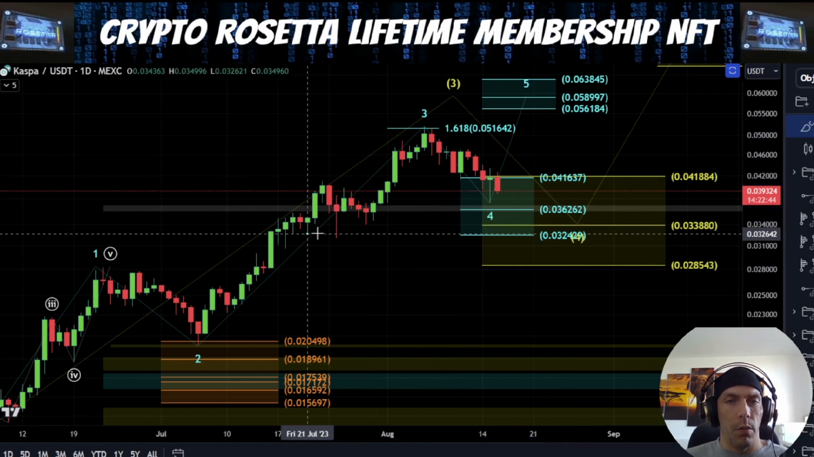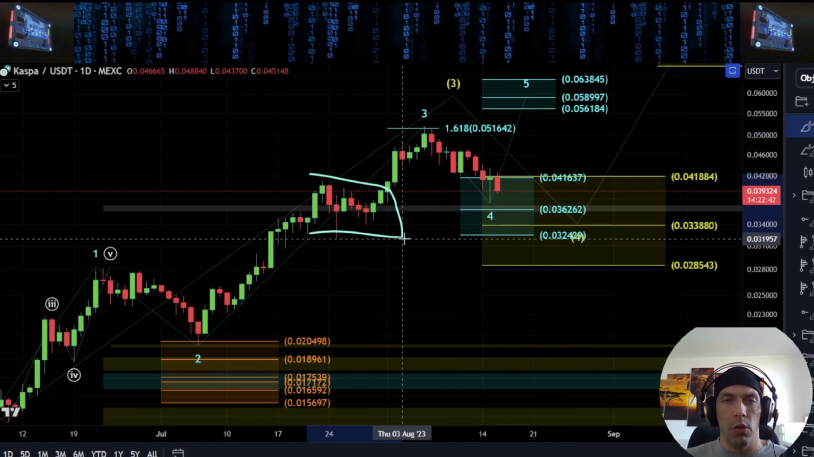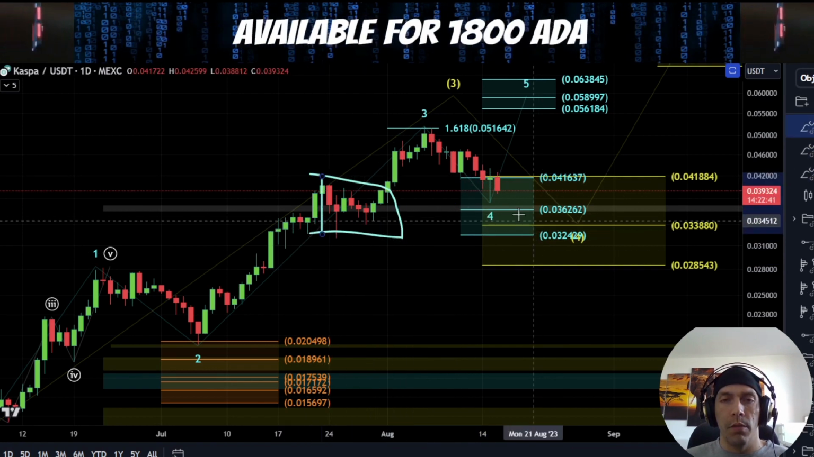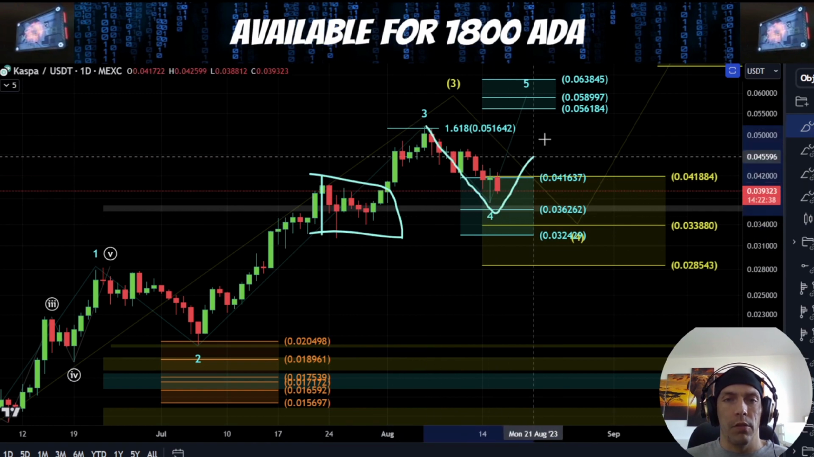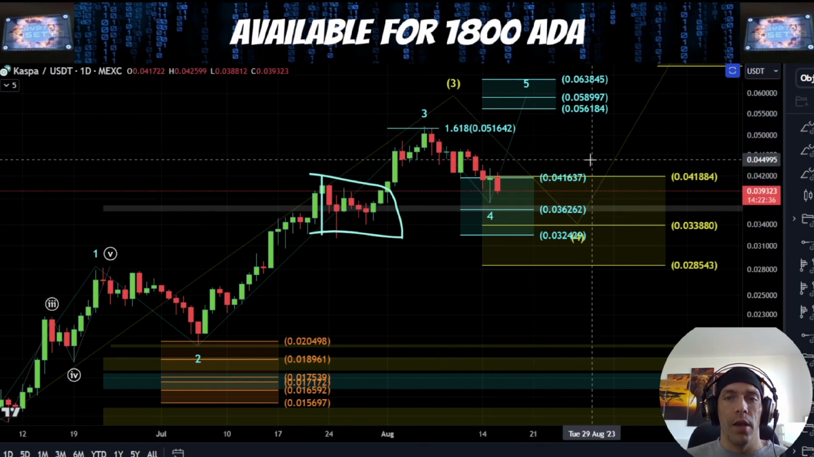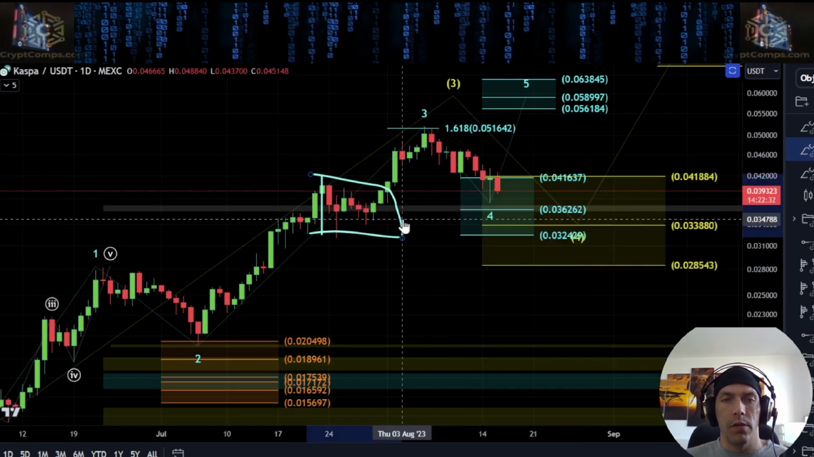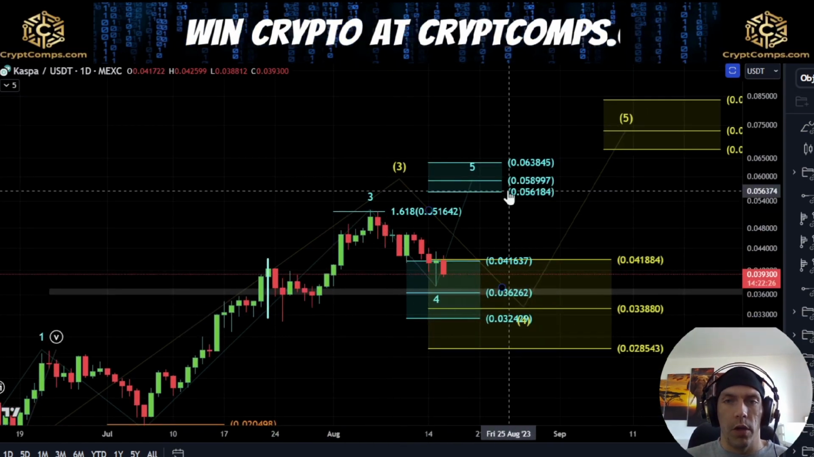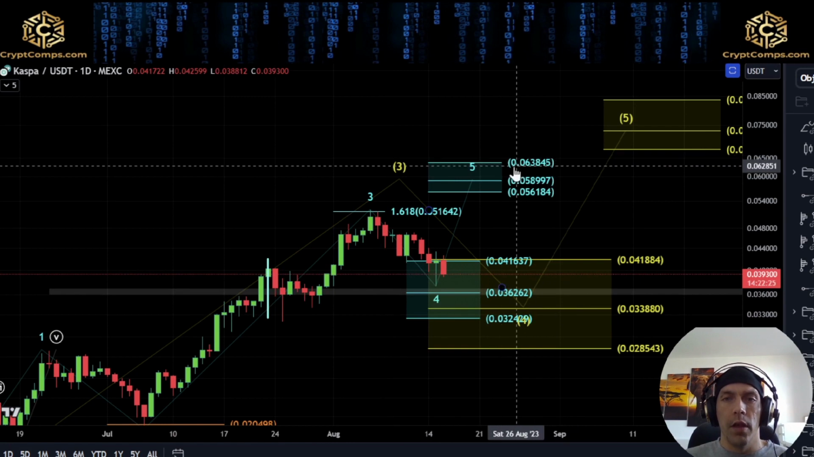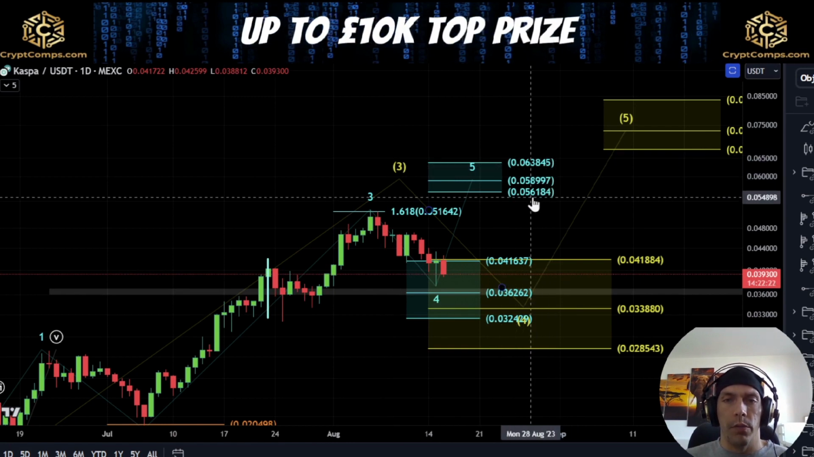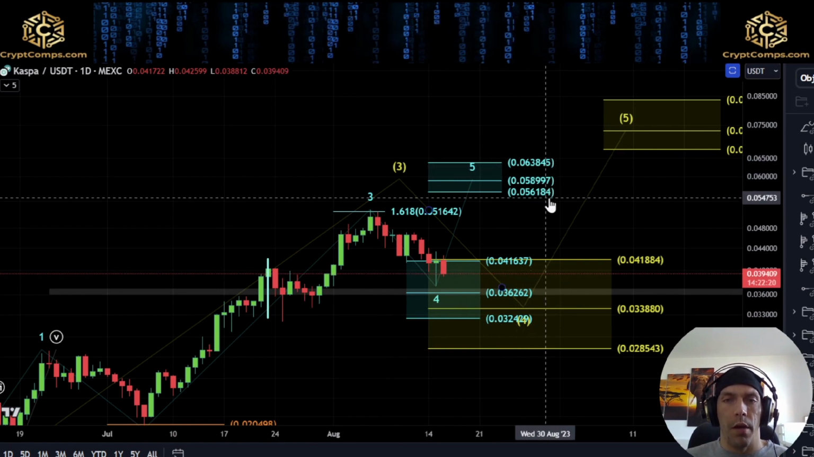Now because of the fact that we are within this area, we do have the potential for a fourth wave to form. Now the previous fourth wave is over here, and what we typically see within an Elliott wave is that these fourth waves tend to test the previous fourth wave area. If we do continue to hold this 32429, what we could then see is that this move could potentially be looking for another push to the upside here, looking for this 63845 to this 56184.